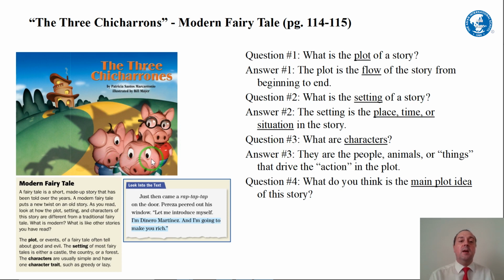So in this story, our three chicharrones are the main characters. Even though they are animals, they are the characters that drive the action. Now, when you read this, what do you think is the main plot idea of the story? Well, you see highlighted in blue, "I'm Diego Martinez and I'm going to make you rich." So maybe the chicharrones have to make a choice between doing something and making lots of money. Let's find out.